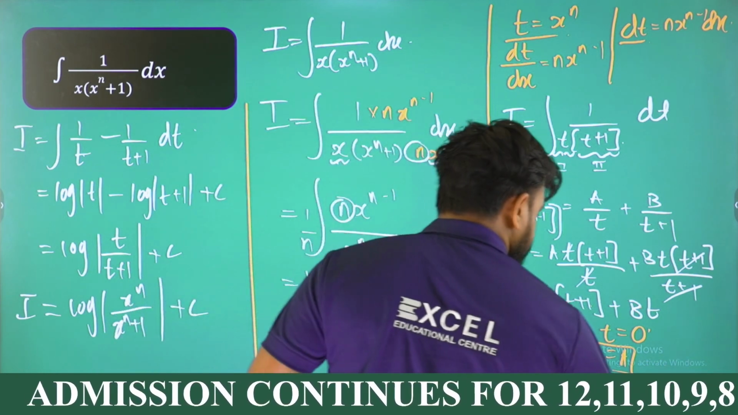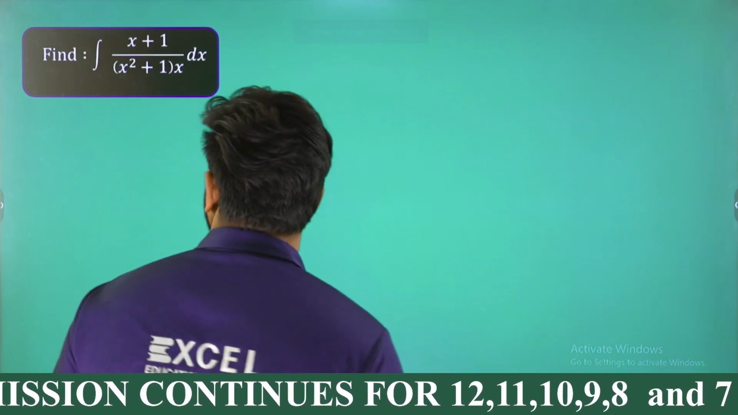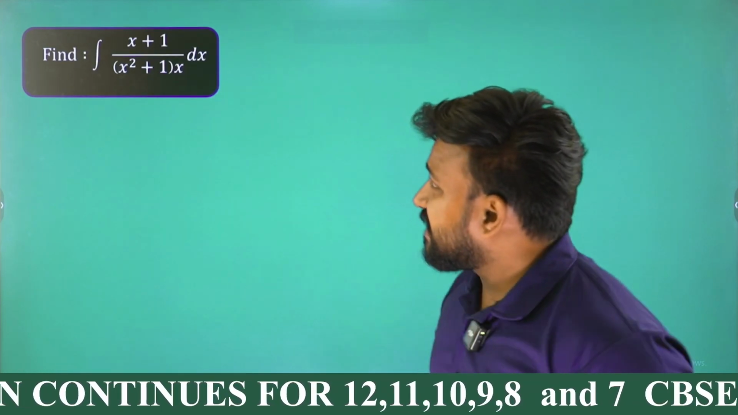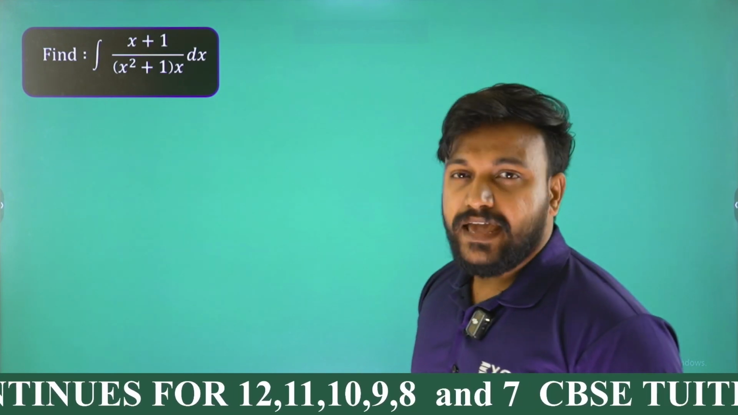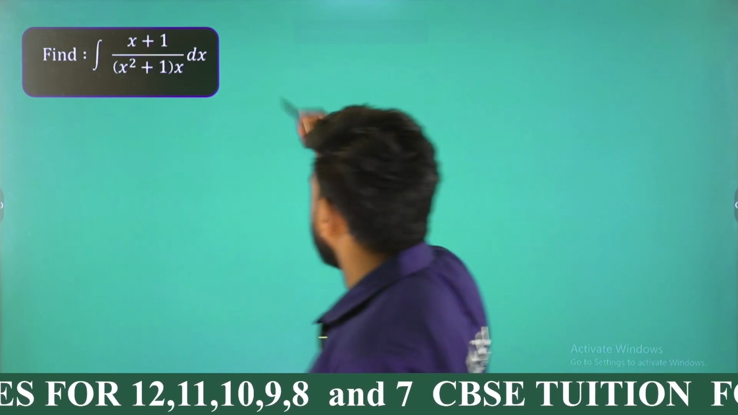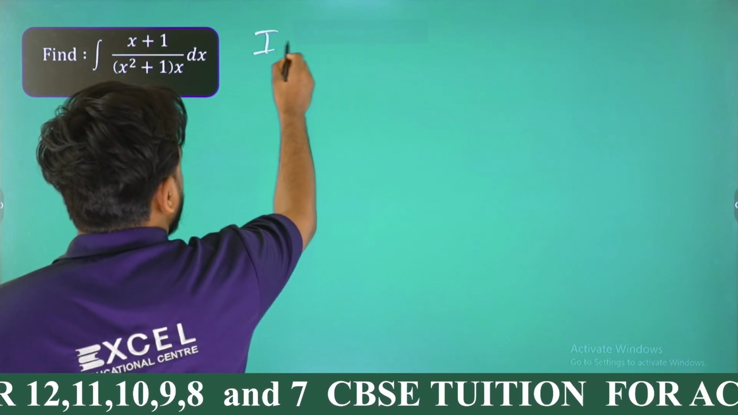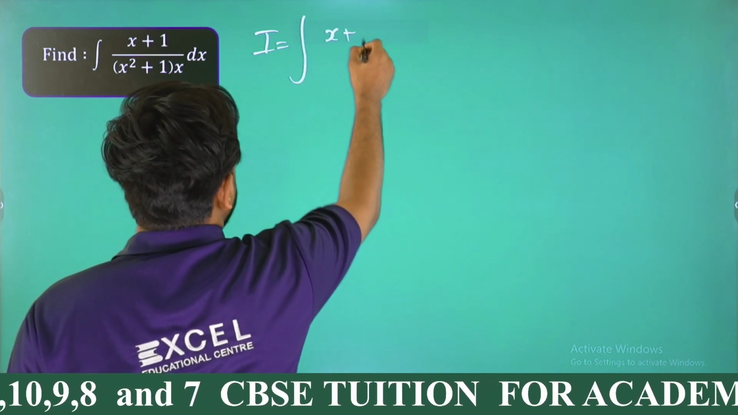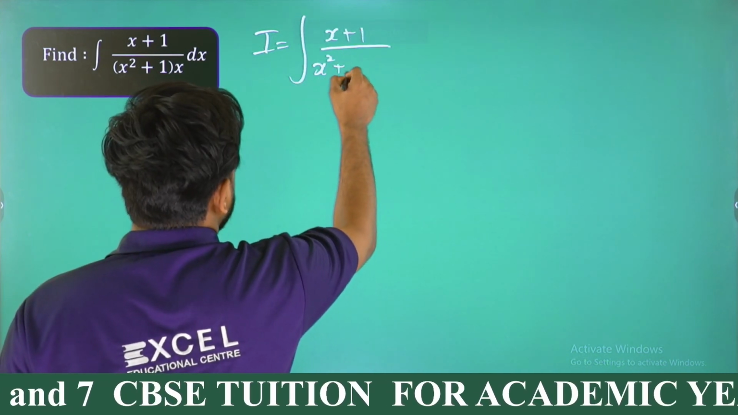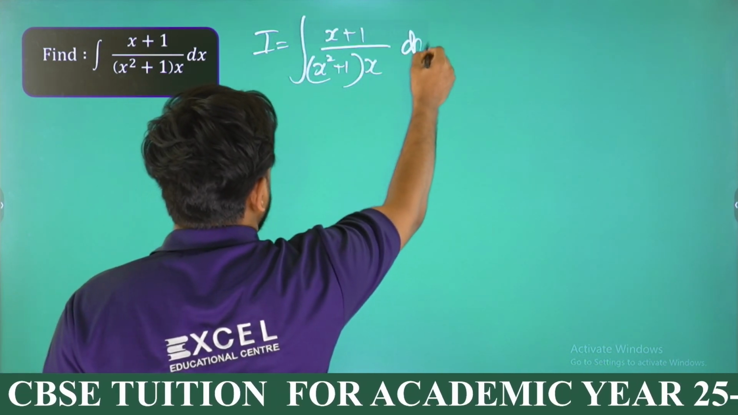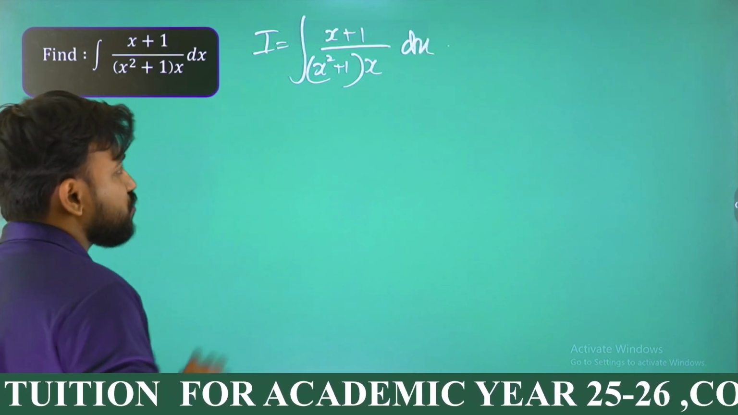Okay, what is our next question? Next question is the integral x plus 1 by x square plus 1 into x. So I is equal to what? Integral of x plus 1 by x square plus 1 into x dx. How to solve this one?